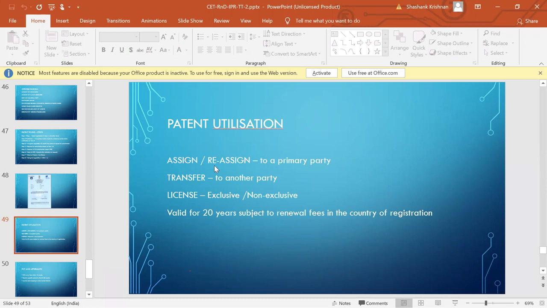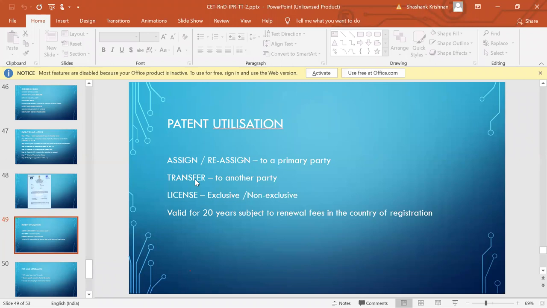For instance, you have decided to transfer the technology to another company. And that company says, no, I will take the technology provided you reassign the patent to me, then only I will take it. And you can either agree or disagree. If you agree, then it becomes a reassignment.